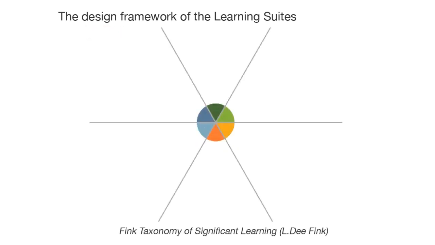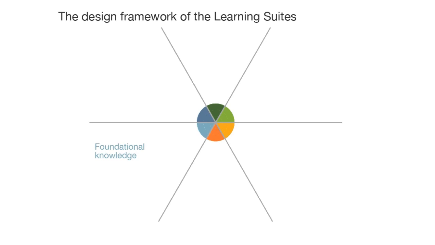We used a holistic model for the design framework called the Fink's Taxonomy of Significant Learning. This framework has 6 areas of development to represent the person's whole development. The areas are foundational knowledge, which represents key ideas and concepts, application, which is thinking and applying the ideas, and these 2 areas are traditionally emphasized for engineering. Integration consists of connecting ideas across different domains of your life, and integration is important for systems thinking.